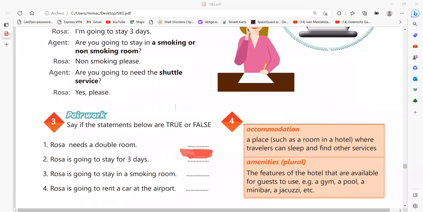Yeah. And we have that accommodation stands for a place such as a room in a hotel where travelers can sleep and find other services. But amenities is a noun in plural. We understand as amenities the features of the hotels, features or characteristics of the hotel that are available for guests to use. For example, a gym, a pool, a minibar, a jacuzzi, etc.